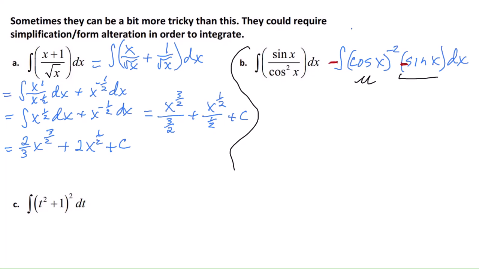So here's how I'm visualizing it. The cosine x is u, which is being raised to the negative 2 power. The derivative of that is negative sine x dx. These are going to take some practice. All right, if I continue with that thought, then really this is in the form negative u to the negative 2 power du.